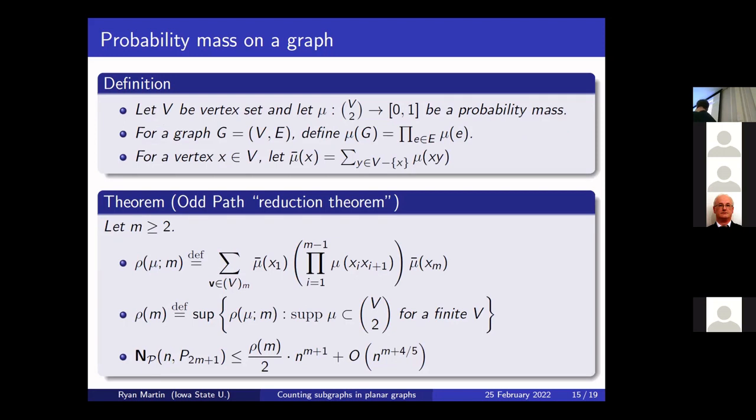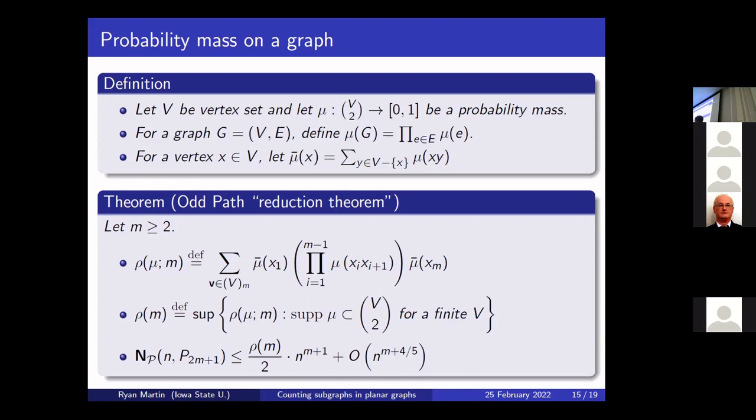So what's going on in the first line of this odd path reduction theorem? So I assign a probability mass to the edges. Then I have mu bar of x1, which is counting basically the weighted degree of x1, the weights that x1 can see. And then the product of the weights of the edges of xi, xi plus 1, and then the weights of the other vertex. I would point out that this is odd path. So what's happening is in P5, then m here is equal to 2. P5 has two sort of hinge vertices that matter. So the m is not the number of vertices, but it's the number of vertices minus 1 divided by 2.